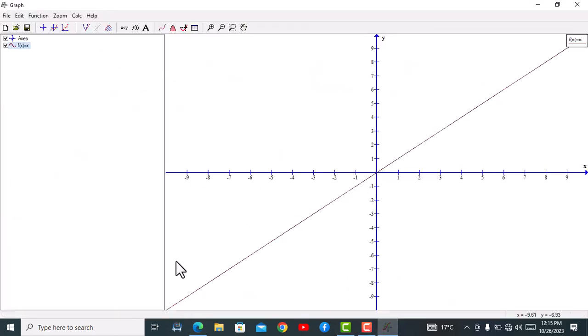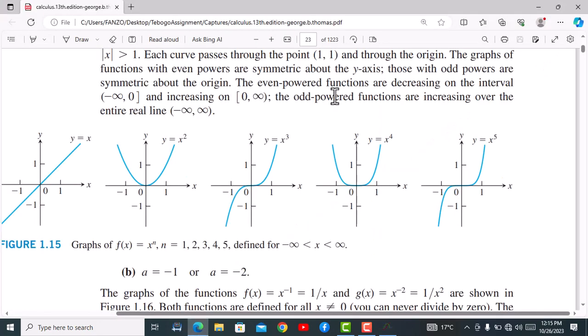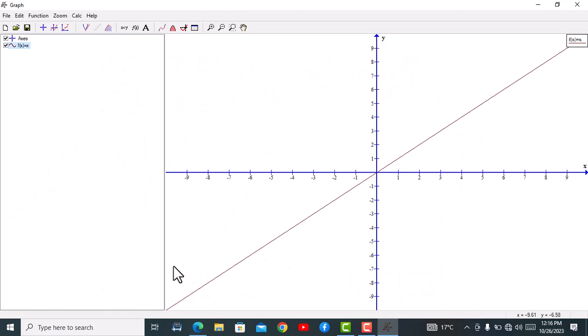Right. And we can investigate the domain in here. We can see that because it's an odd function, they said now the odd powered functions are increasing over the entire real line, from negative infinity to positive infinity. And I can see from negative infinity to positive infinity, it is increasing. As the values of x increase, so do the values of y. We can see that. So it is an increasing function.